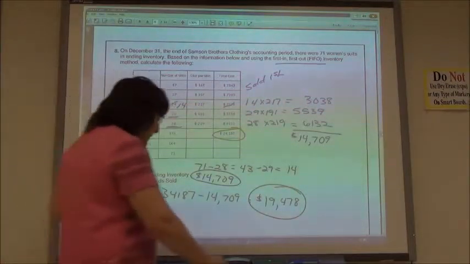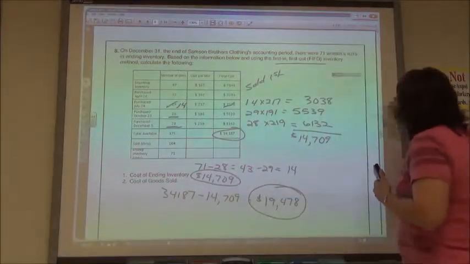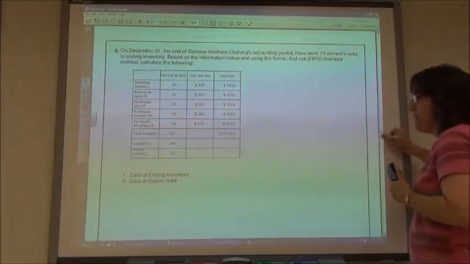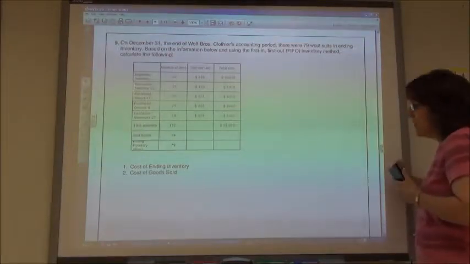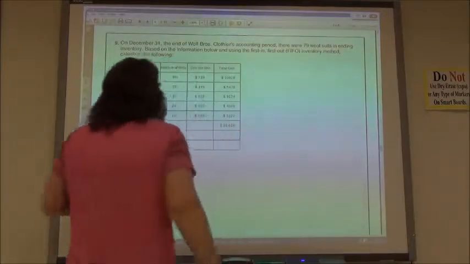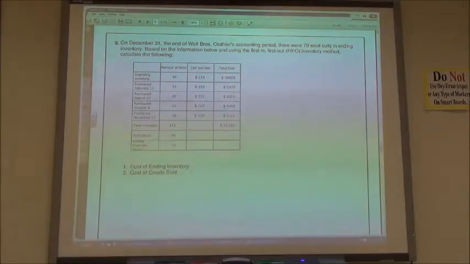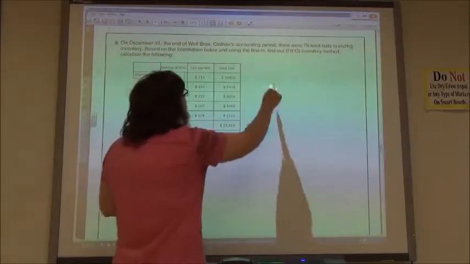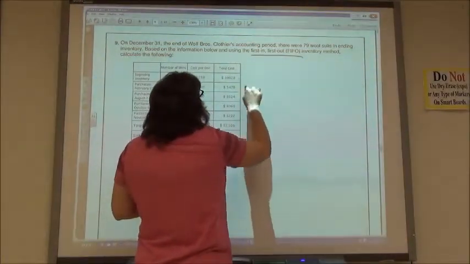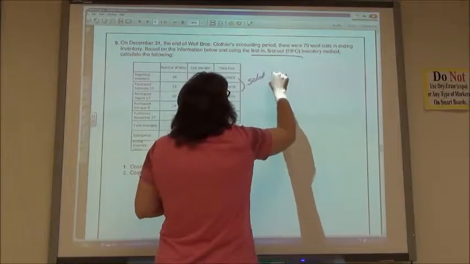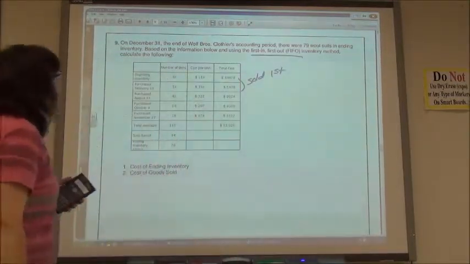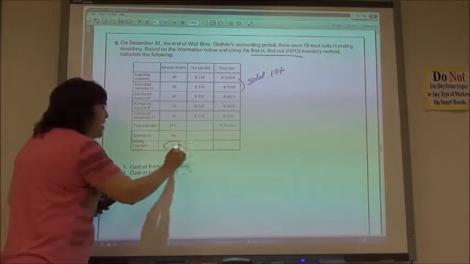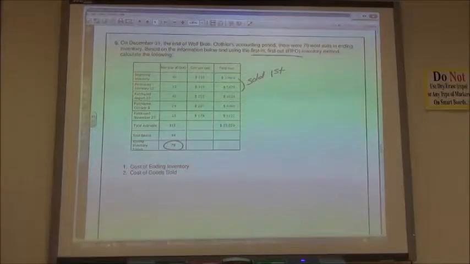One more of those ones. It says on December 31st, the end of Wolf Brothers clothing accounting period, there were 79 wool suits in ending inventory. Based on the information below, use the first in, first out inventory method. So these were the first ones in, these ones were the first ones sold. I have 79 units left in my inventory.